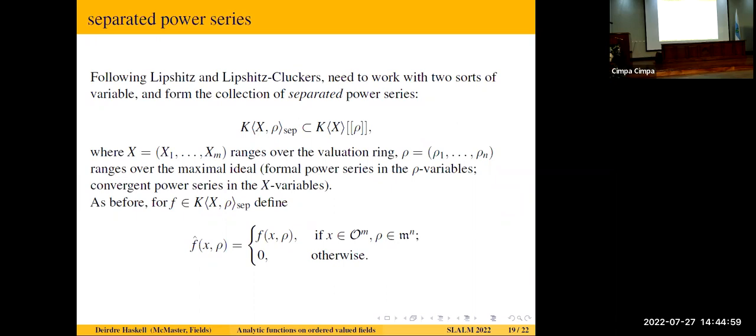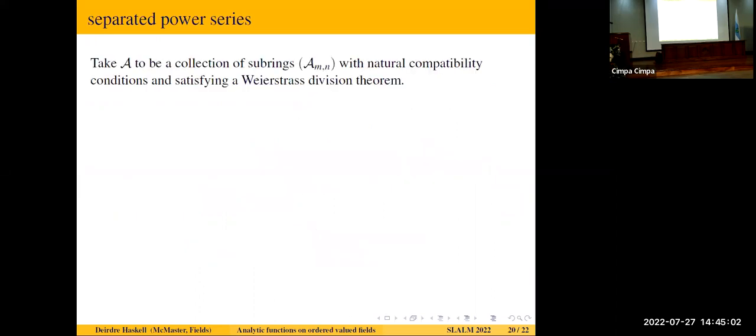And then what we can do is take a collection of all of those separated power series, and then I can say, well, which ones do I actually want to take? We make a condition. The things that we have to make sure of, in order to run the kind of proof that we want to do, is that we take some subrings which contain the polynomial rings, for example, and have some natural compatibility. So if I, for instance, increase the number of variables, if I add one variable and then take a projection, then I get this subring that I came from before.